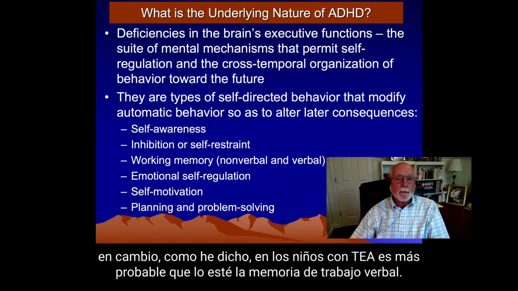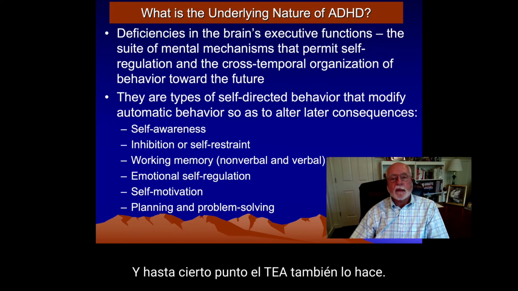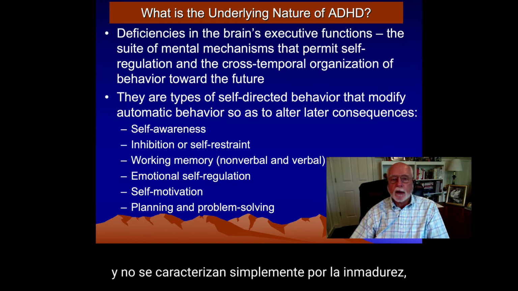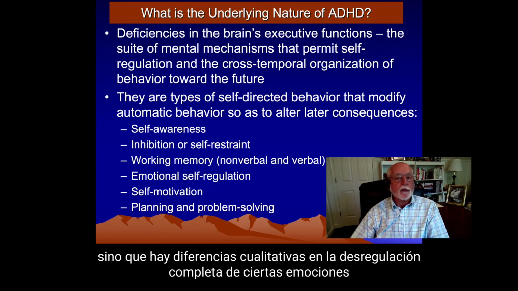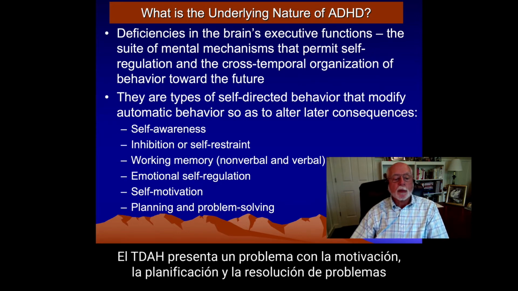And as I've said, it's more likely to be verbal working memory in ASD children. ADHD disrupts emotion regulation, as we've discussed. And to some extent, ASD does as well. But again, the symptoms of emotional problems in ASD are qualitatively different and are not characterized as simply immaturity as much as there are qualitative differences in complete dysregulation of certain emotions, such as anxiety, panic, fearfulness, and to some extent, even aggression. ADHD shows a problem with self-motivation and with planning and problem solving.